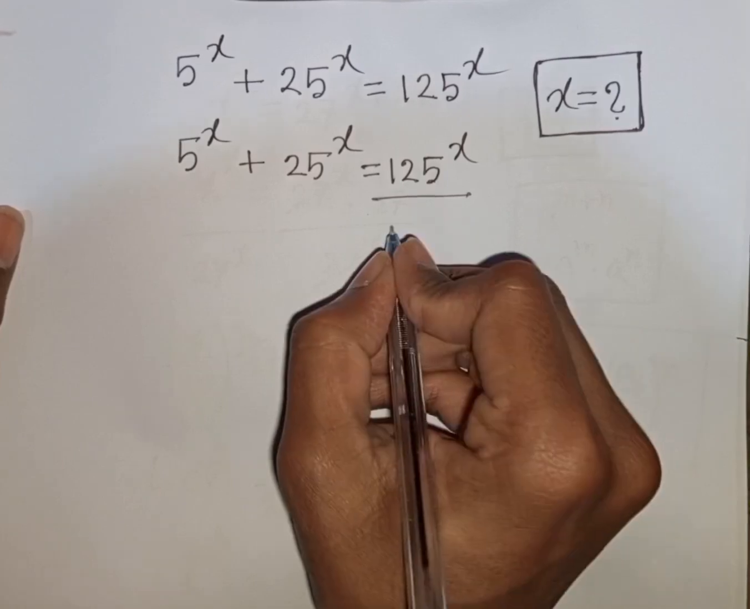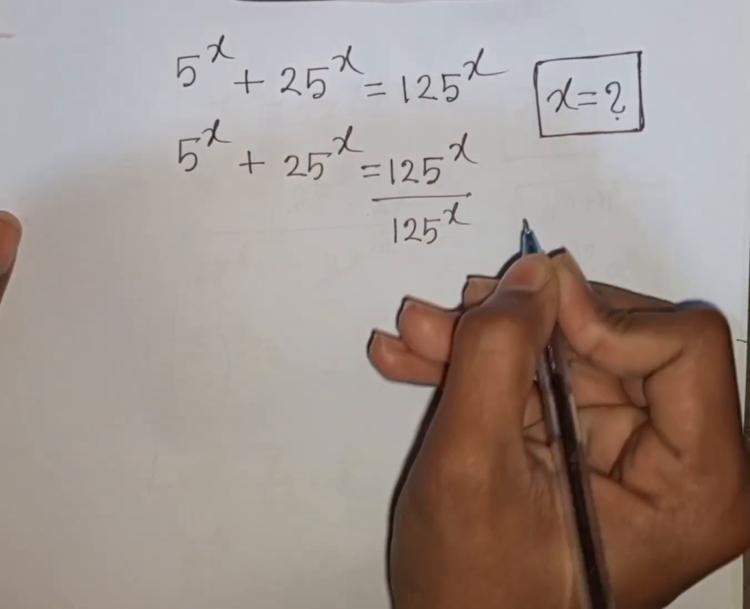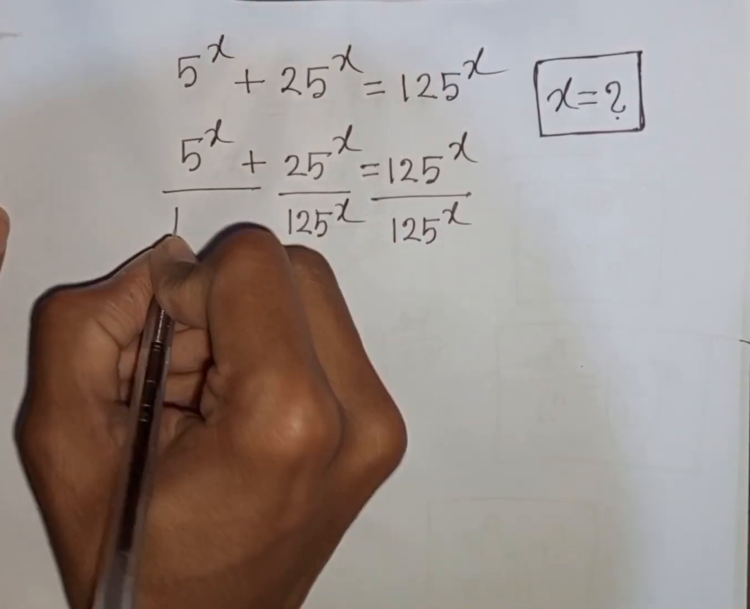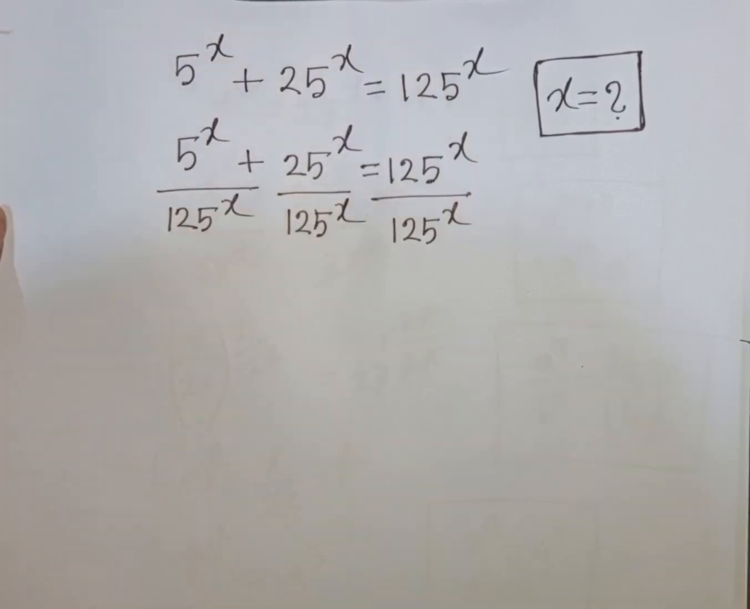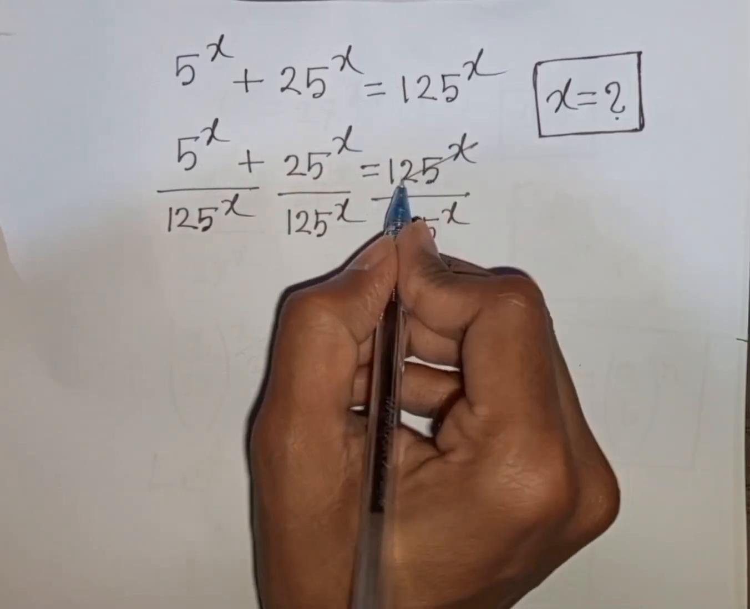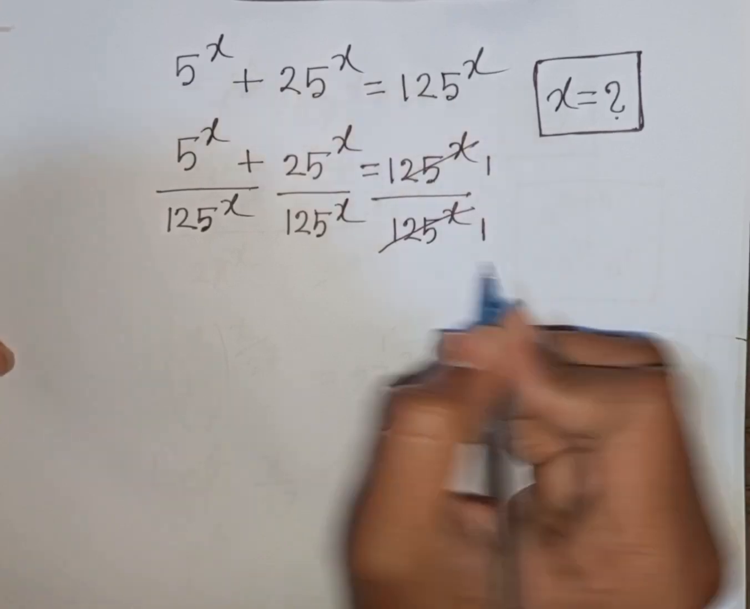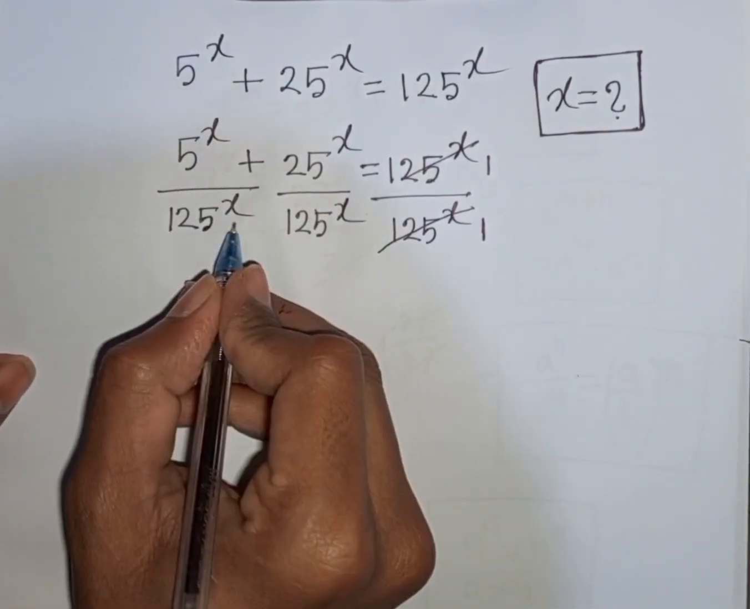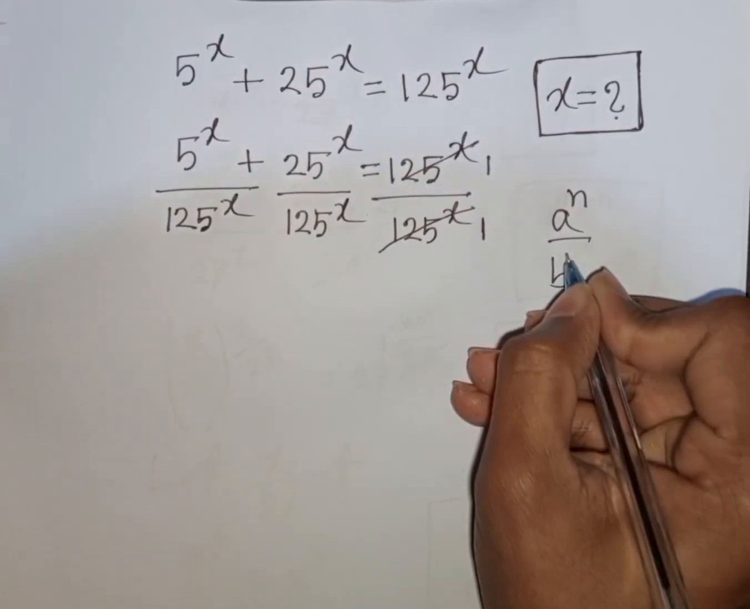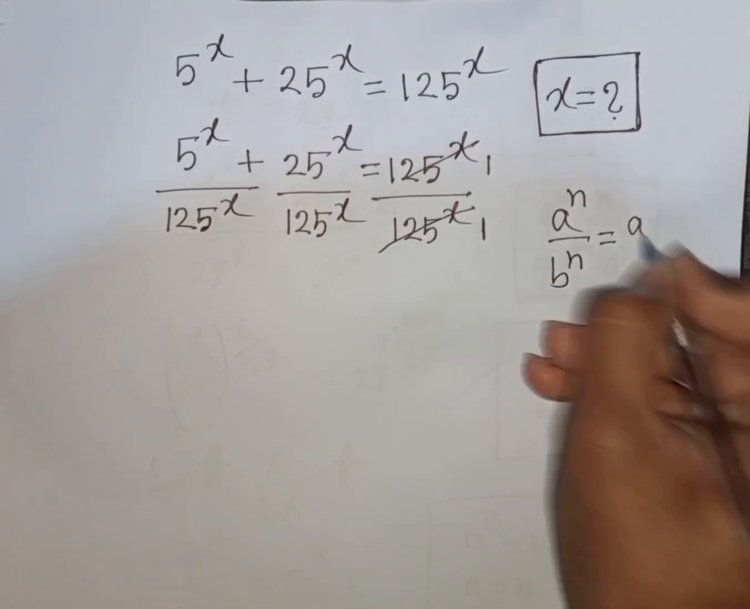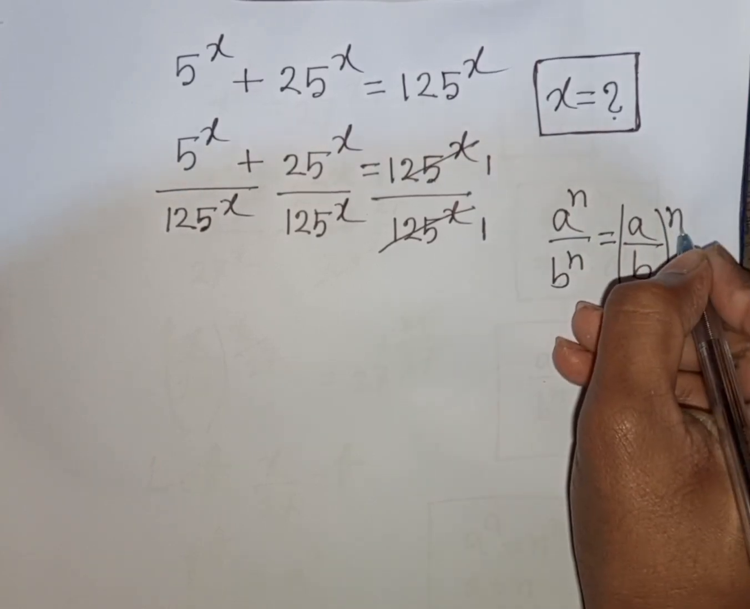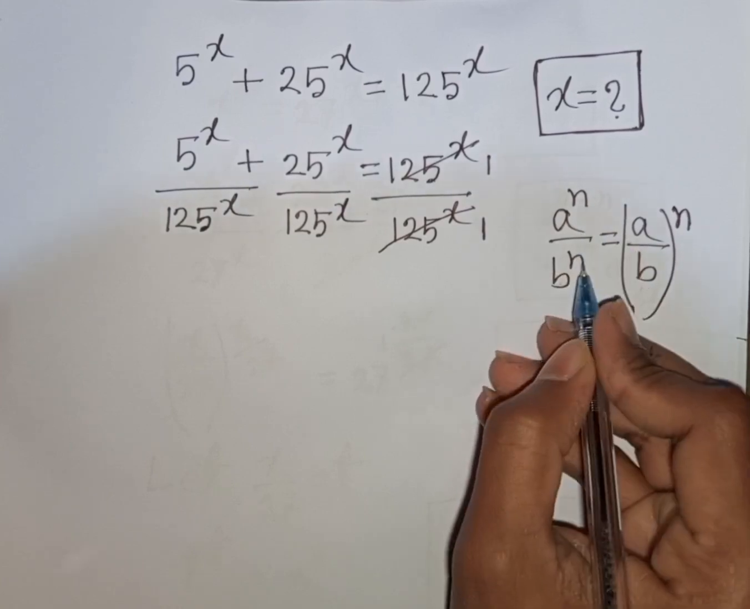So dividing by 125^x, the 125^x on the right side will be cancelled. Now from here we see the same power but different bases. So remember this formula: a^n over b^n is equal to (a over b) bracket common power n. That means same power but different bases.